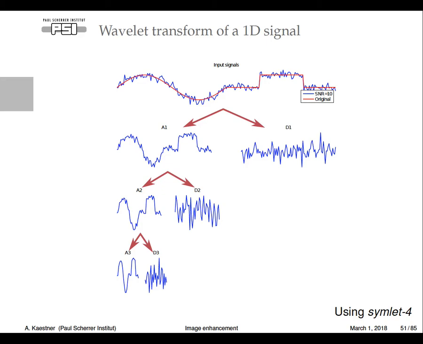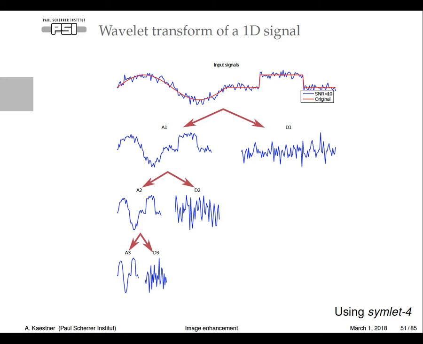So looking at a one-dimensional signal first. So here I have a sine and a step. And I add some noise on that. And when you do the first decomposition, you can see that, okay, a little bit less noise maybe, and it's also compacted, and here you have details, so that would be all the rapid changes.